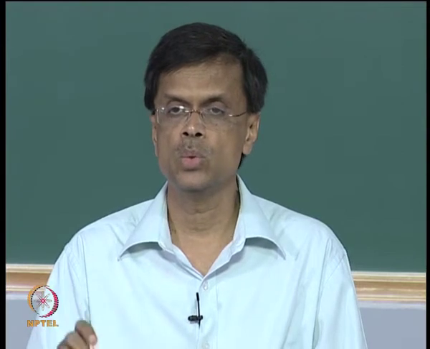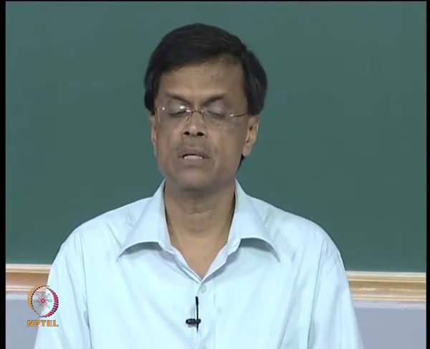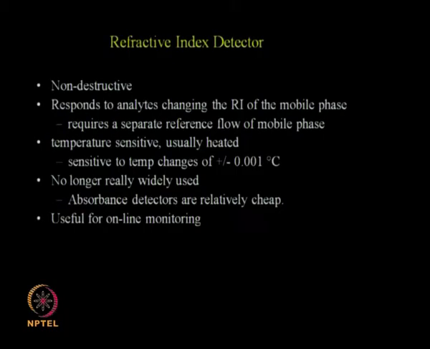So in the pipeline you put an RI detector and you calibrate the RI detector, and then you start measuring the changes in RI, which will give you an indication of the changes in the concentration. So it is ideal for online use and it is extremely cheap. That is the main advantage of using an RI type of detector.